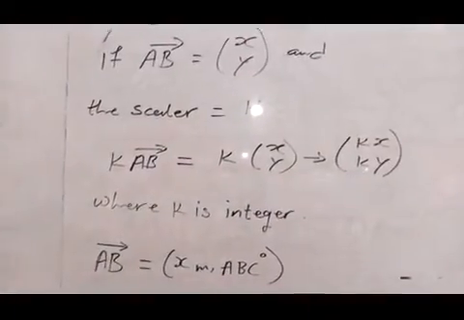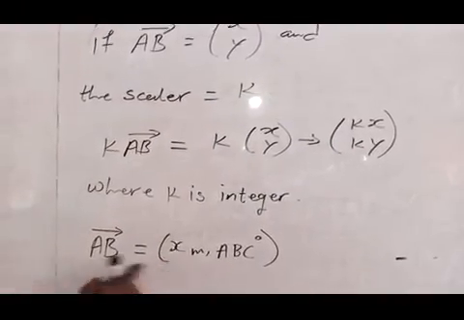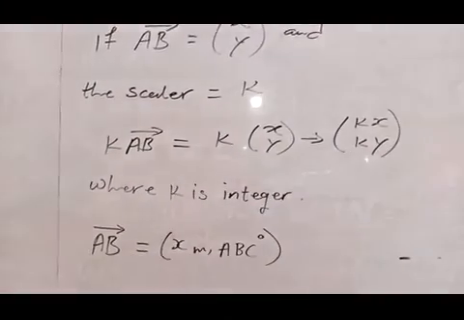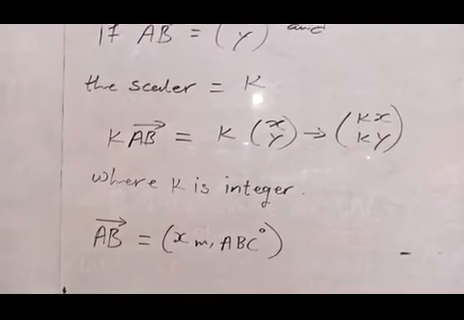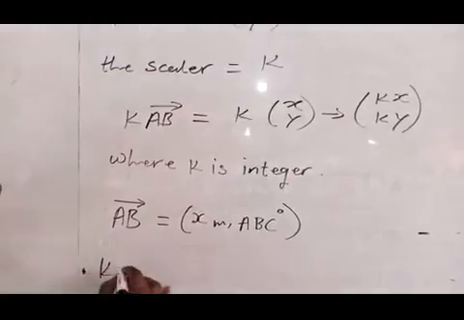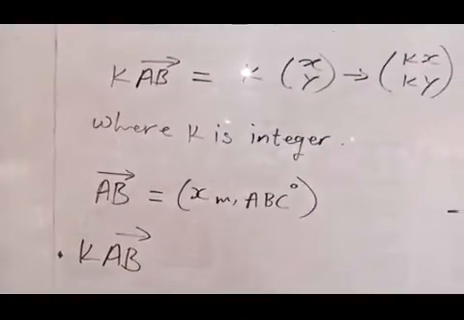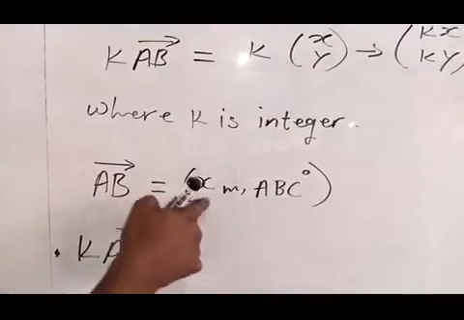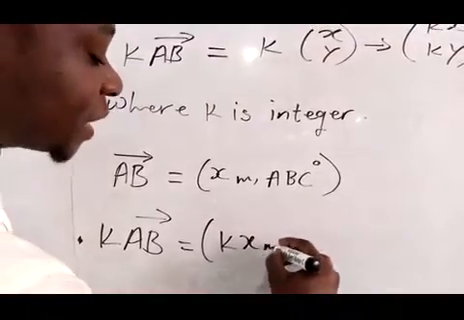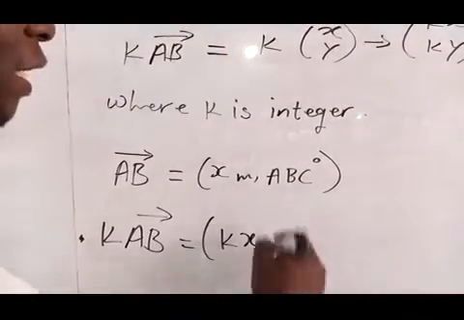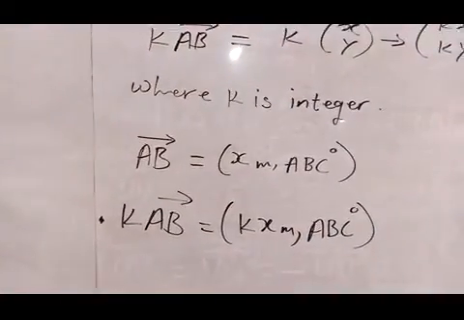It means that the scalar only multiplies the magnitude of the magnitude bearing form. So this is what it means. If I have k AB, in other words, if I'm finding the scalar of the magnitude bearing form here, it means that this k here is going to multiply only the x. So then this time it becomes kx meters, all right? And then the ABC is repeated. That is basically it.